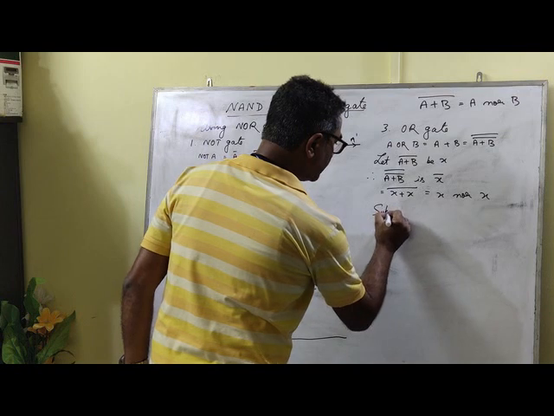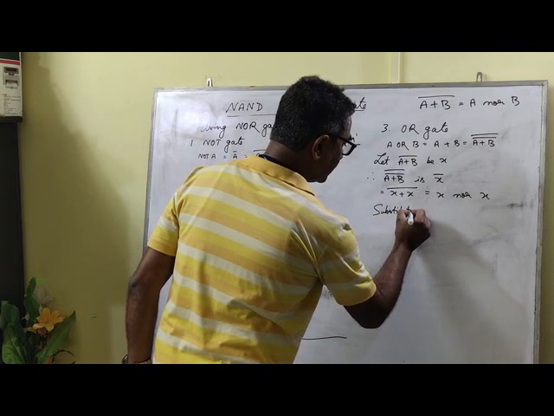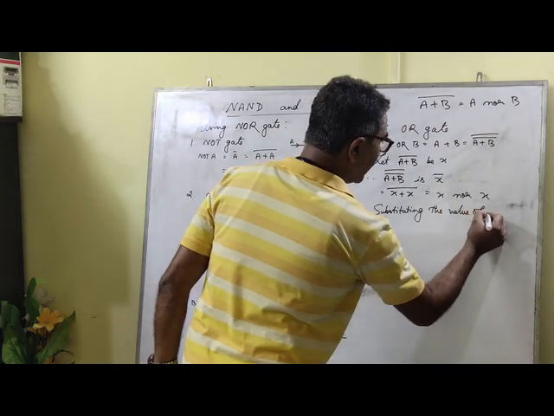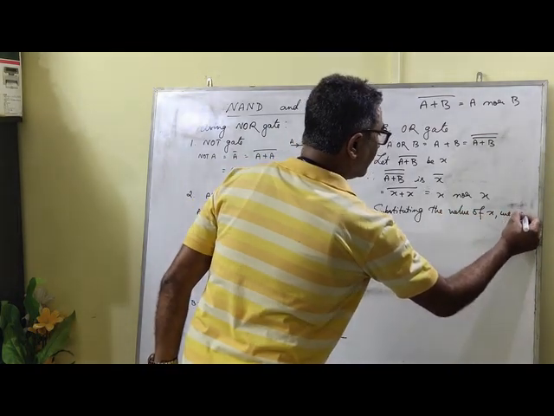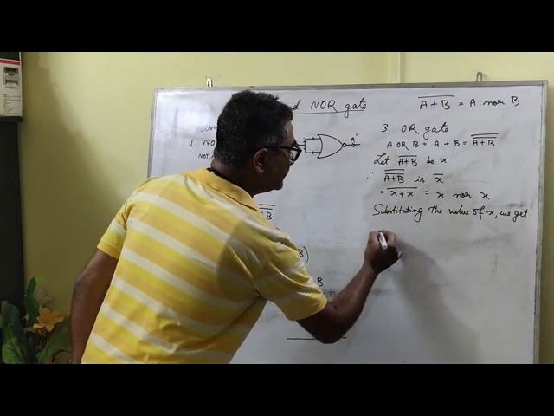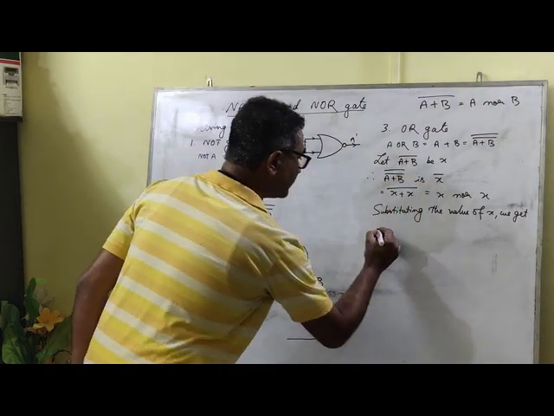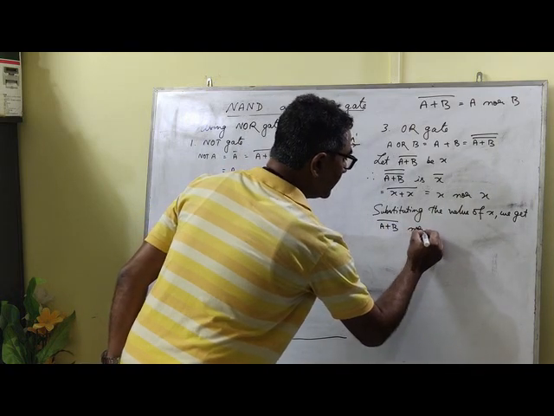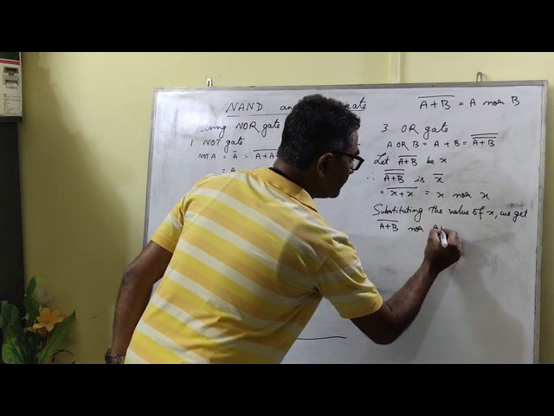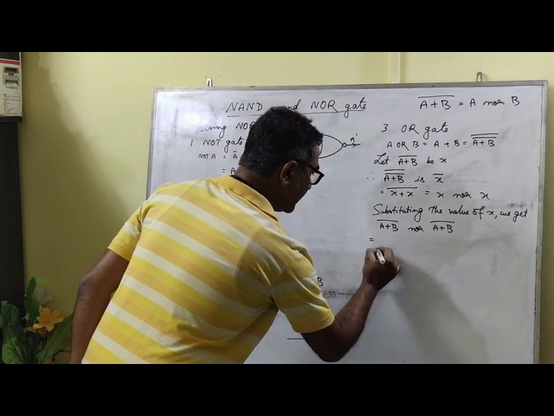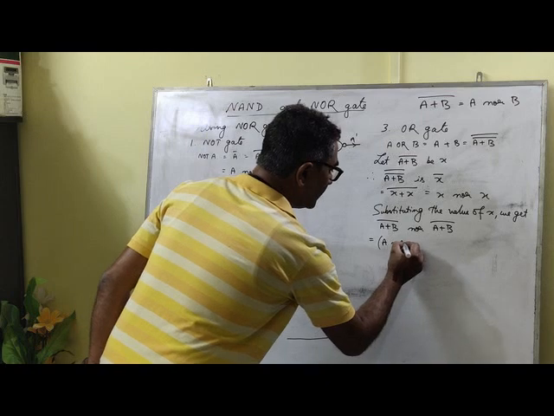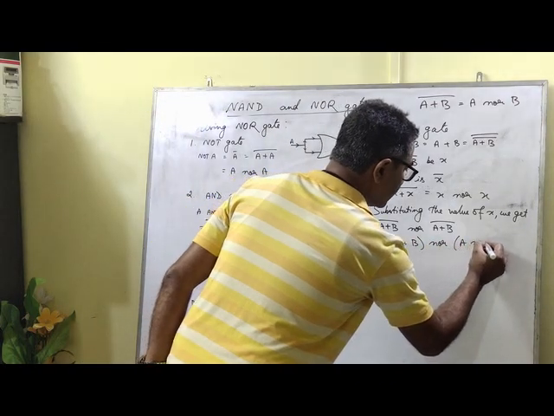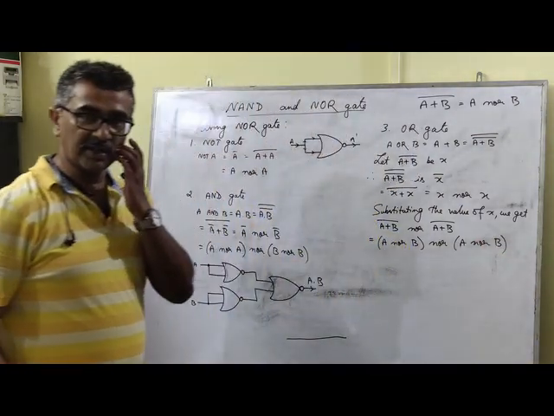Now we are going to substitute the value of X. What do we get? For X, we are going to substitute this value, that is A plus B whole complement NOR, once again for X, A plus B whole complement. So what do we get? A NOR B NOR A NOR B, that's it. Isn't it pretty simple? So we got it that way.